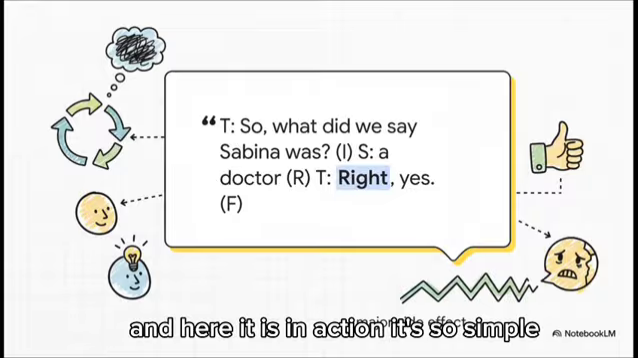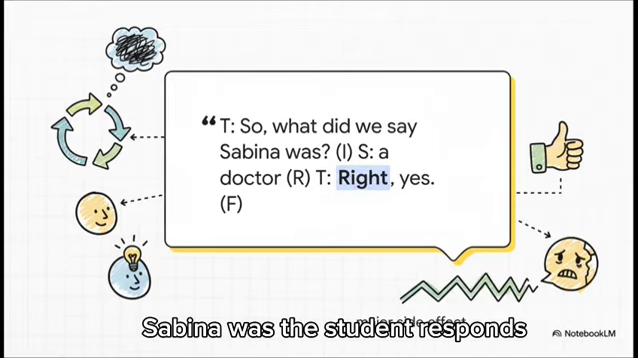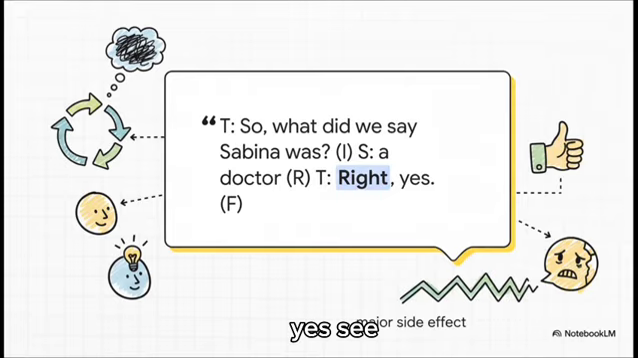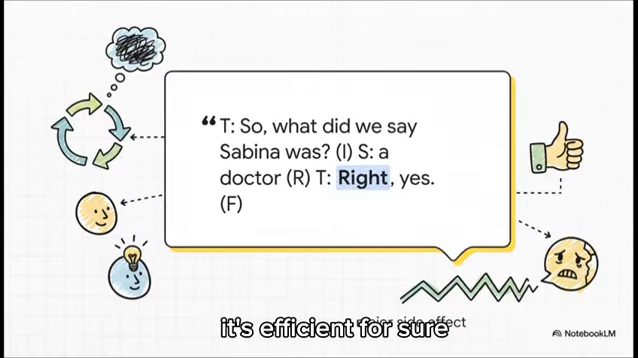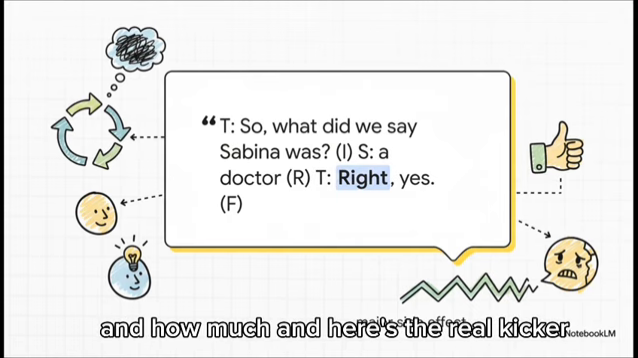And here it is, in action. It's so simple. The teacher initiates. So what did we say Sabina was? The student responds. A doctor. The teacher gives feedback, right? Yes. See, it's this clean, predictable loop. It's efficient for sure, but it has a huge impact on who gets to talk and how much.